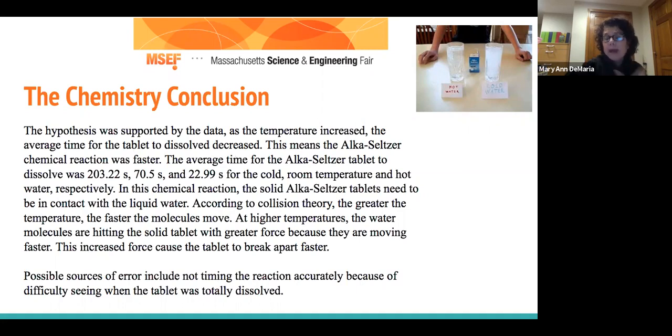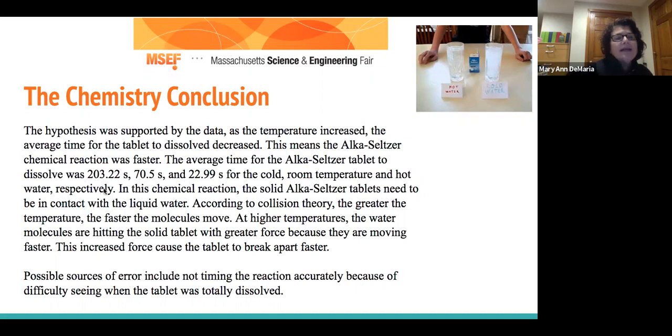Now I've got to back that up with some evidence. And here's my evidence. Oh, I actually said this. This means, or the kids said it, this means the Alka-Seltzer chemical reaction was faster because with time, smaller time means faster. And then here's your evidence. The average time for the Alka-Seltzer tablet to dissolve was 203.22 seconds, 70.5 seconds, and 2.99 seconds for the cold, room temperature, and hot water, comma, respectively.